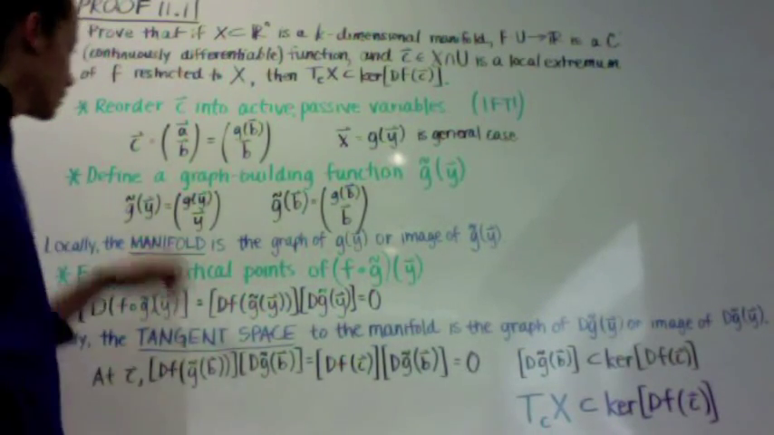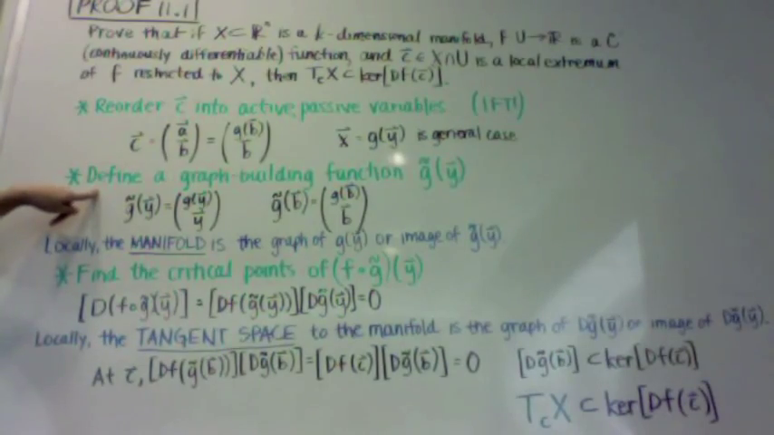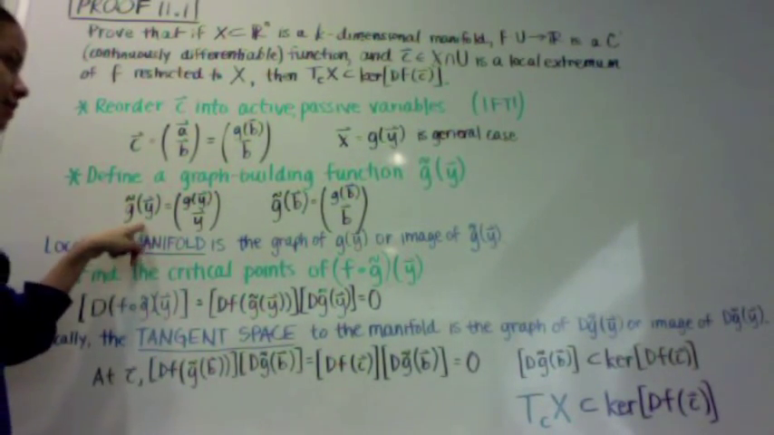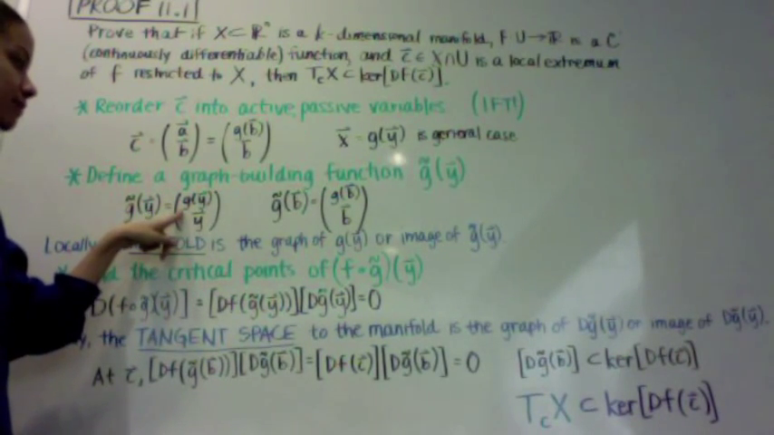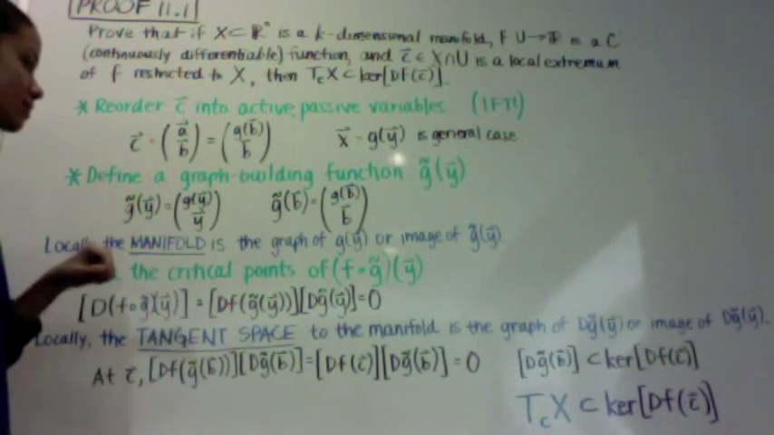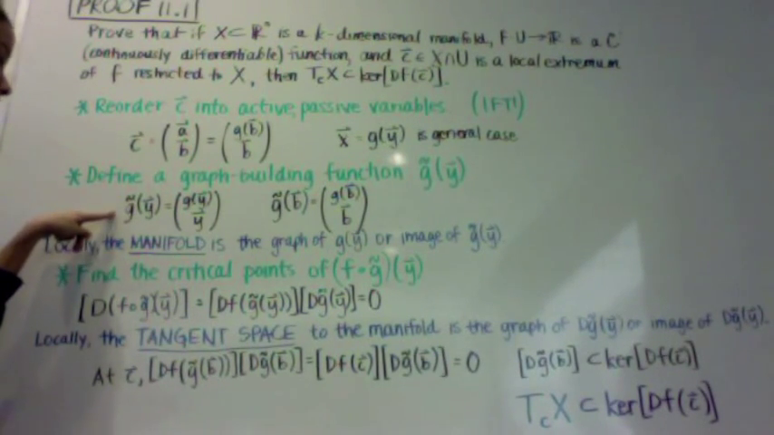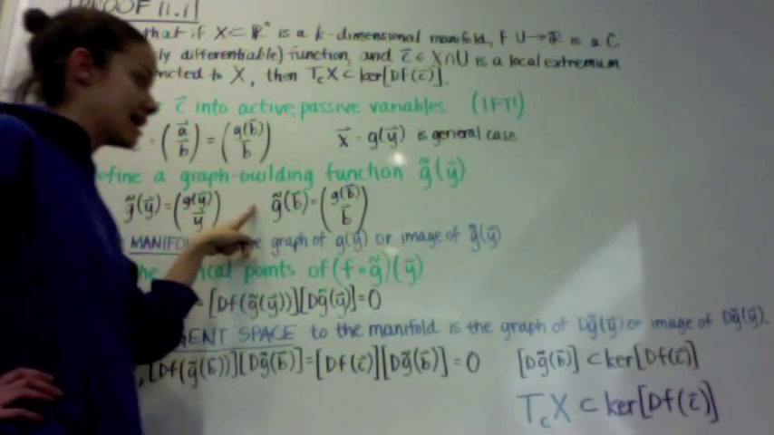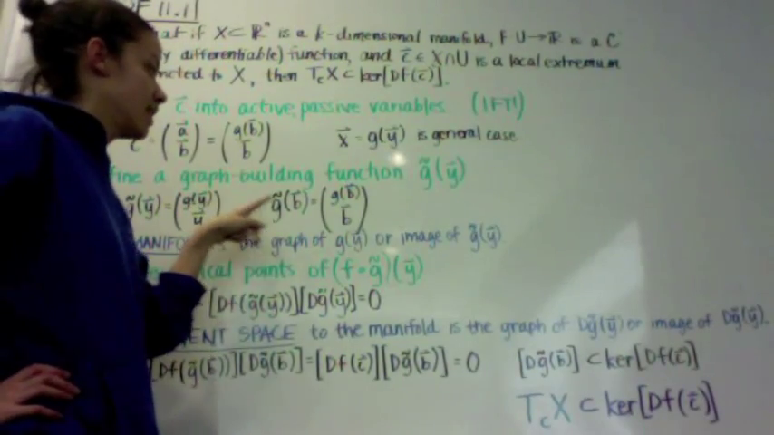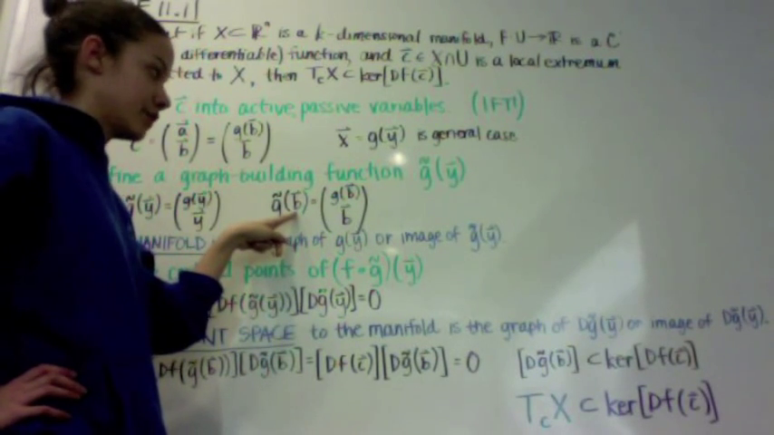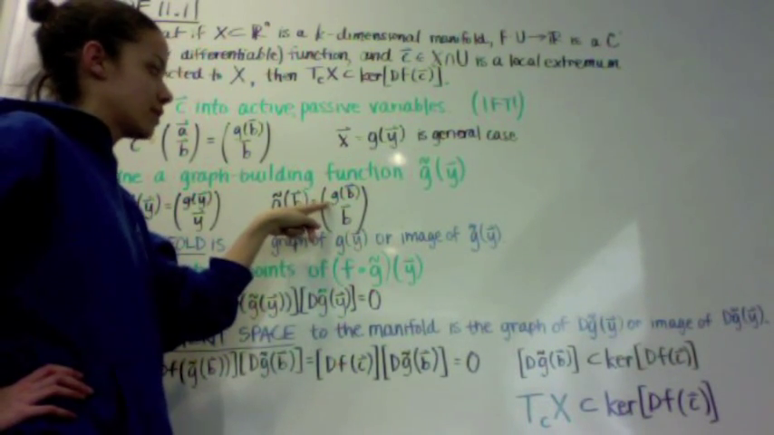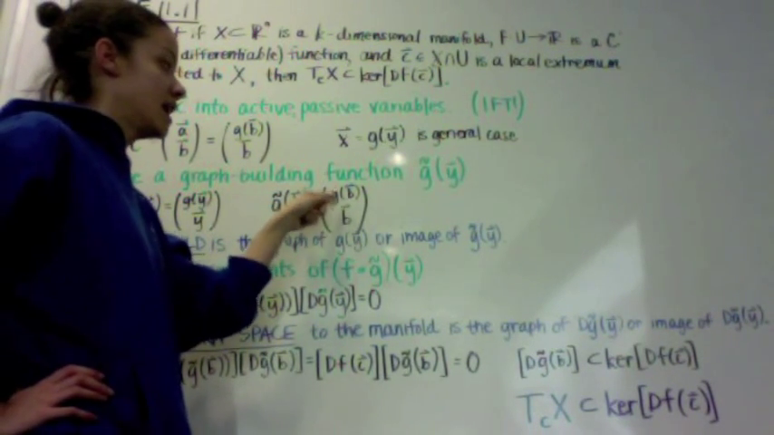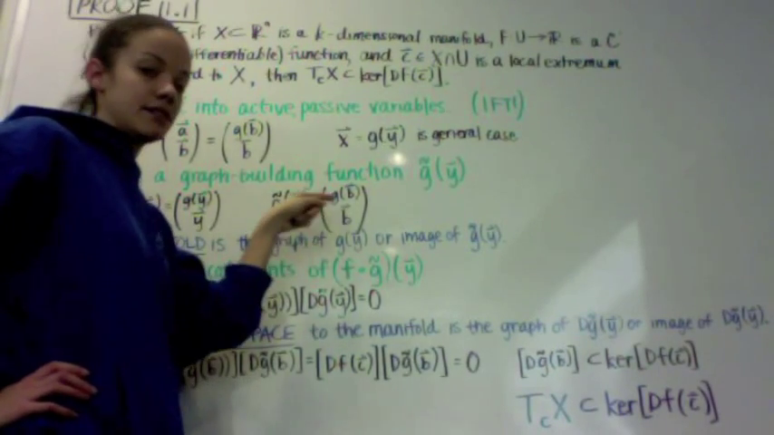Moving right along, we define a graph building function, g tilde of y, and g tilde of y gives us all of our passive variables in terms of our active variables, and then spits out our active variables underneath that. And this is the general definition of our graph building function. And then specifically at C, our graph defining function is going to be at b, because those are our active variables. So our passive variables here are defined by the implicit function g of b, and then it also spits out b, our active variables, underneath.